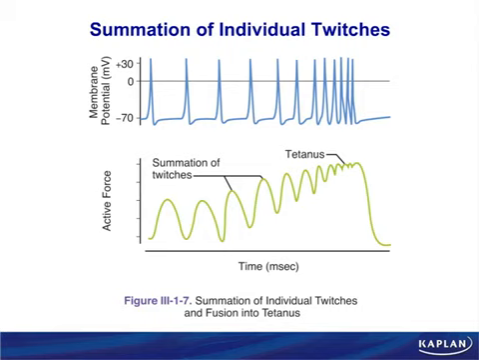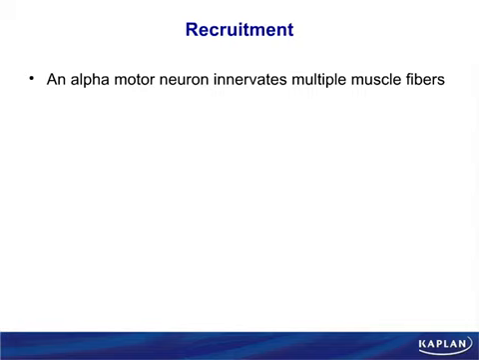Notice we fire an action potential, we get a twitch. Fire another action potential, we get a twitch. Now, if we start increasing the frequency of those action potentials, the force begins to add on because the muscle hasn't completely relaxed. That is summation. All the way up until we get full-blown tetanus, which is continuous crossbridge cycling because cytosolic calcium is staying high. So one way to increase force in skeletal muscle is to summate. The second way to increase force is recruitment.